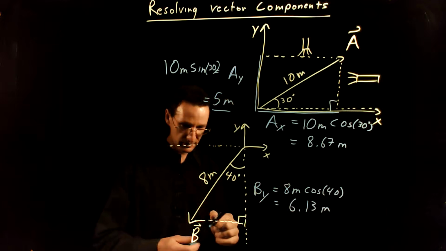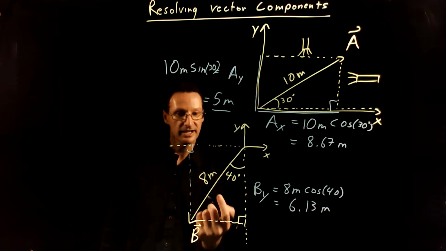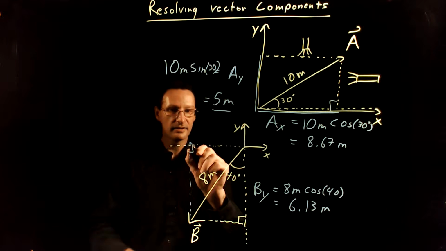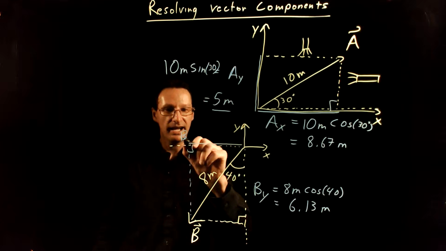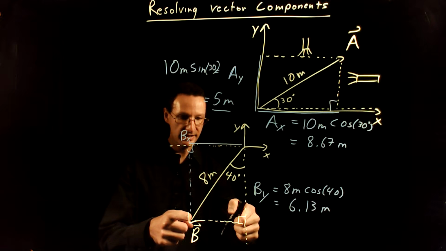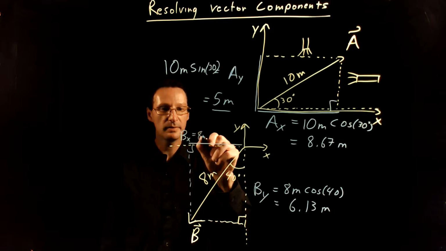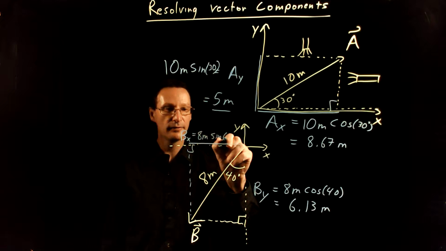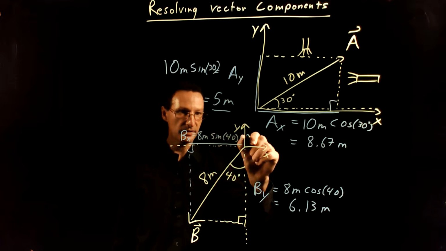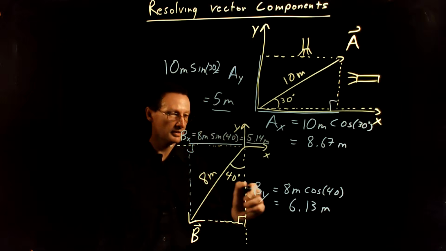Similarly, I want to drop a perpendicular here. I'm going to shine a flashlight like that perpendicular to the x-axis, and I want this length here, which is Bx. That is the same as this side right here. That is opposite to the 40 degrees, so that's going to be 8 meters times sine of 40 degrees, which I computed ahead of time, and that's going to be 5.14 meters. Okay, so the components here are given by that.